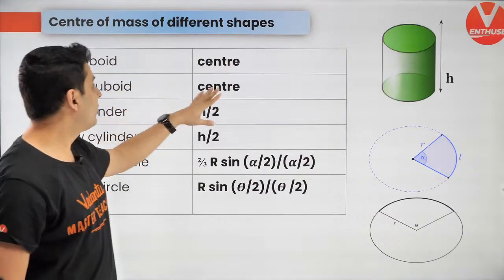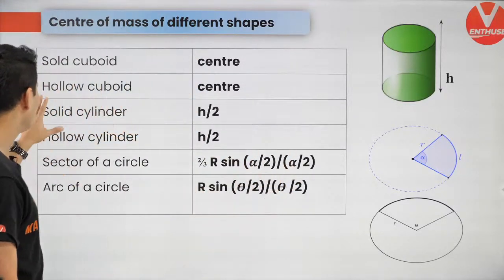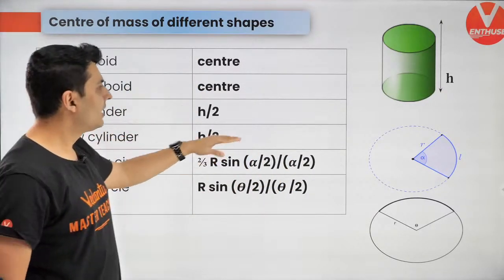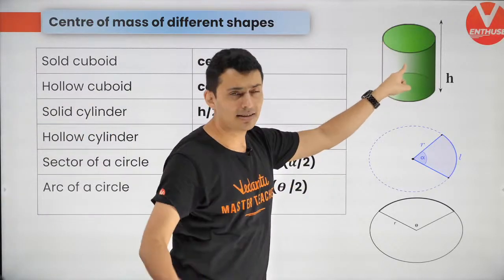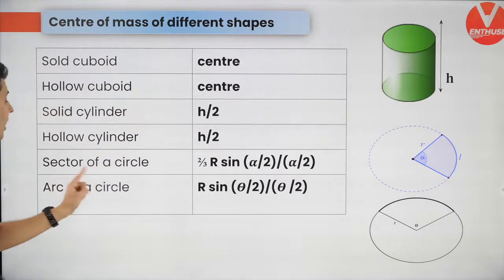Next up, solid cuboid, hollow cuboid. Cuboid, center, obviously. Solid cylinder, hollow cylinder. h/2 on the axis, exactly on the center. Standard. This is sector and arc.